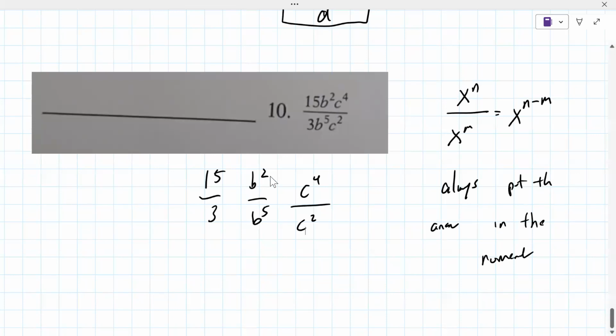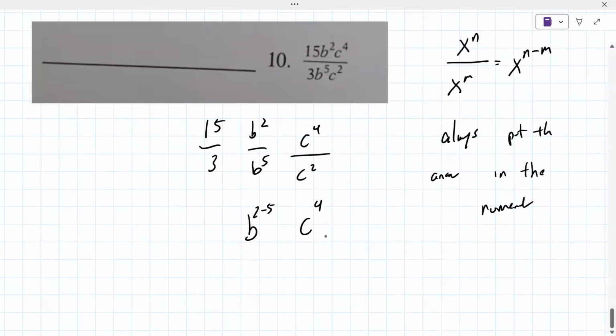Okay, so now this middle one is b to the 2 minus 5 power. The c is c to the 4 minus 2 power. 15 divided by 3 is 5. Is that okay? Like, get caught up to this point. Yep. All right, so this is 5b to the minus 3 power, c to the power of 2. This is now a lot like question 9. Could you reduce this for us, please, from here?